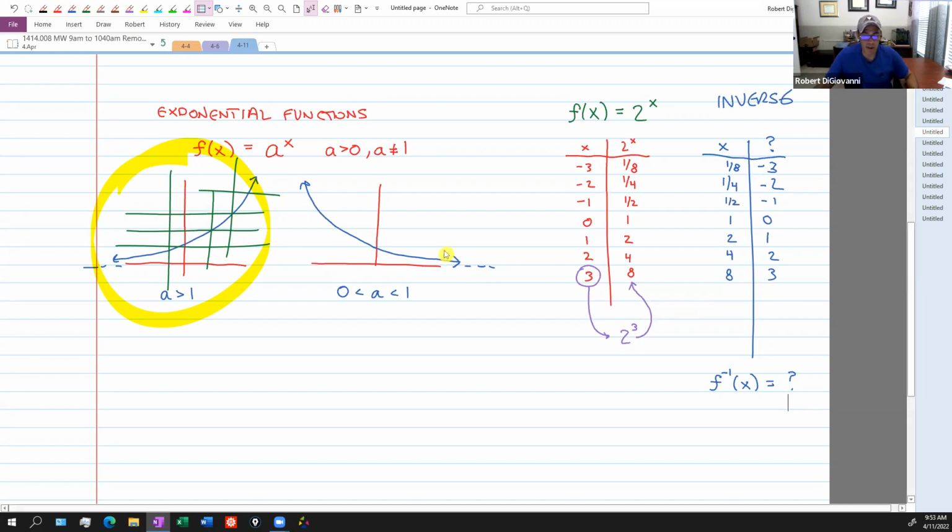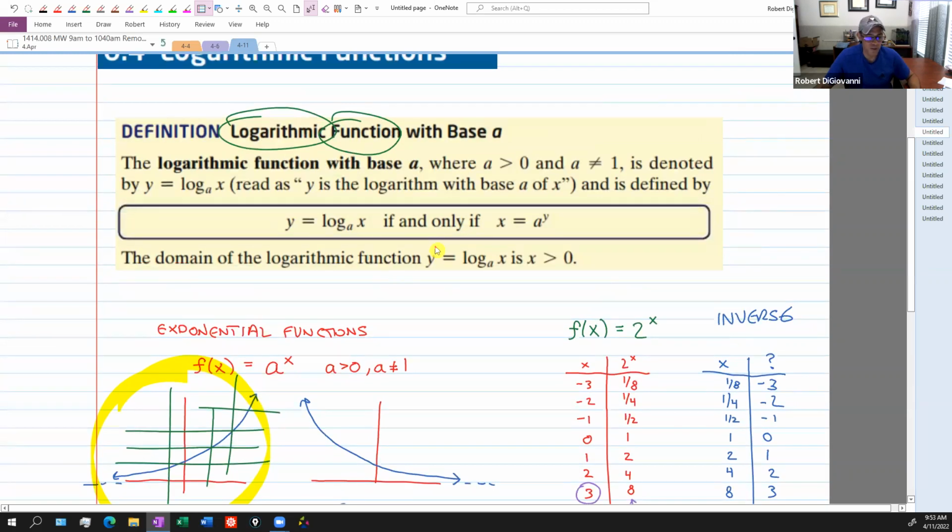So let's scroll back up and look at the definition of a logarithmic function. The logarithmic function of base a, where a is positive and not 1, so the same restrictions on a as we had with exponential functions, is denoted y equals, you write the word log, L-O-G, you put a subscript a and then x. This is read, y is the logarithm with base a of x. That's the new notation that we have for the logarithmic function.